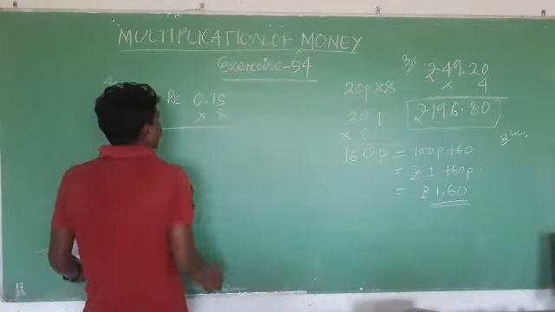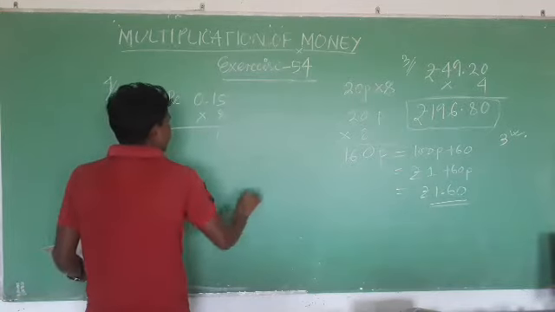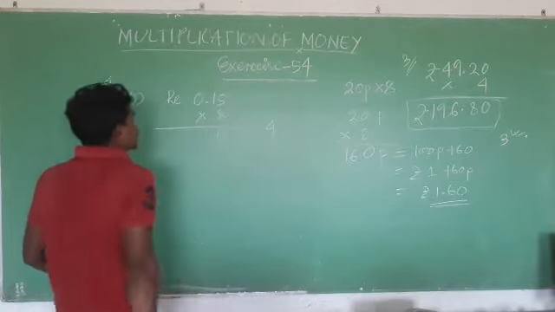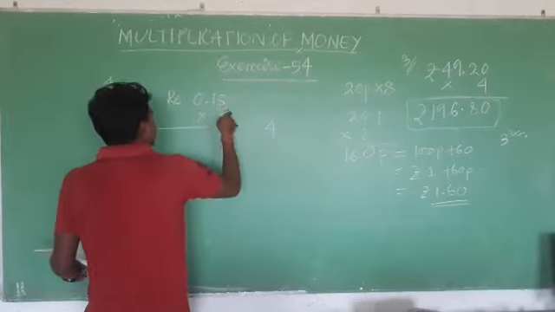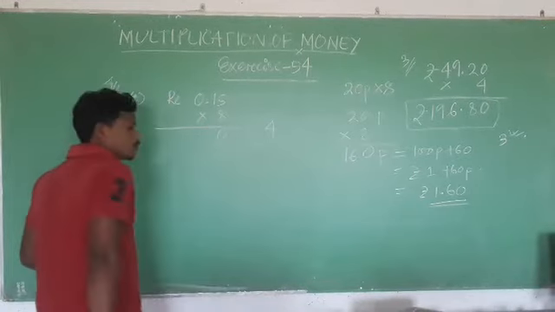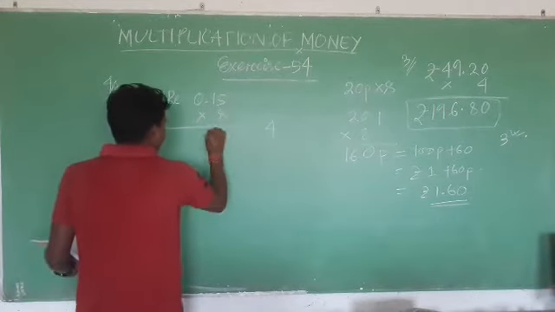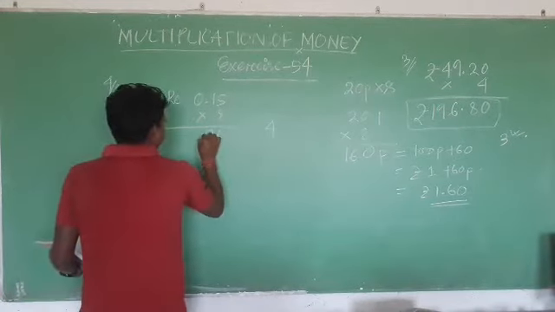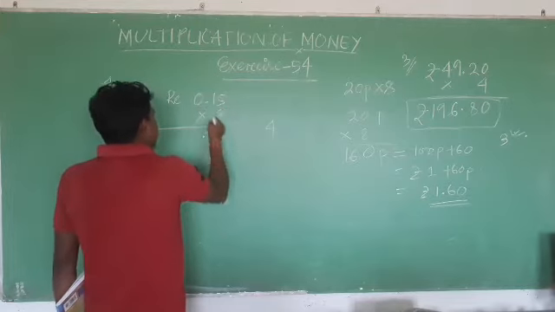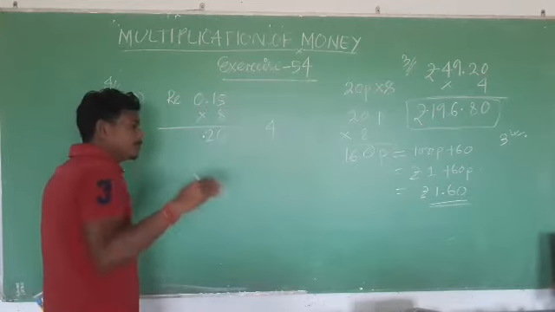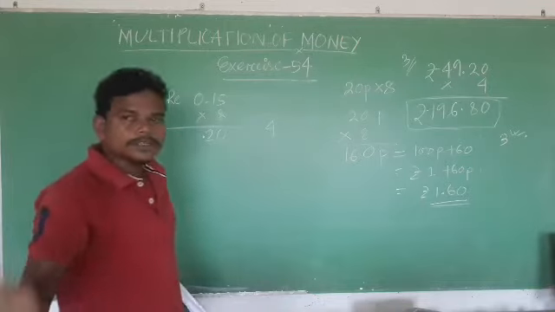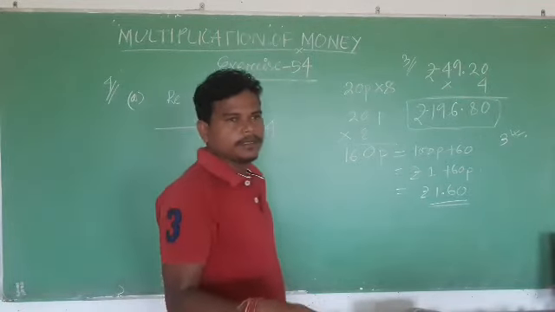8 into 5, 8 fives are 40, 0 will be written, 4 will be taken as carry, 8 ones are 8 plus 4, how much? 12. So 2 will be written. Not 12, we can't write it, okay, because there is a point. After 2 places we will put the point, and the point will be put on the same place, okay, on the same place.